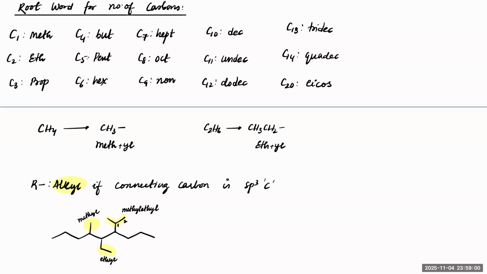So whenever you put it as a substituent, you first write the word root. This is called the word root, which is meth, and it is an yl. So that's why it is called methyl. So this one will be ethyl.